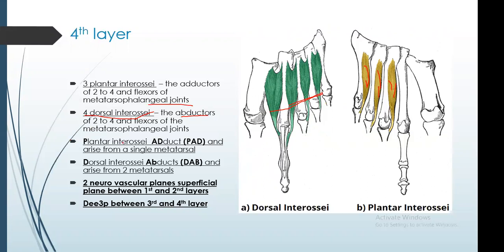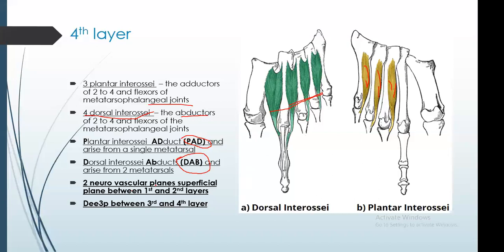There's also a mnemonic you can use. The plantar interossei adduct, which can be remembered as PAD, and arise from a single metatarsal, and the dorsal interossei abduct and arise from two adjacent metatarsals. PAD and DAB. You can memorize this by these.